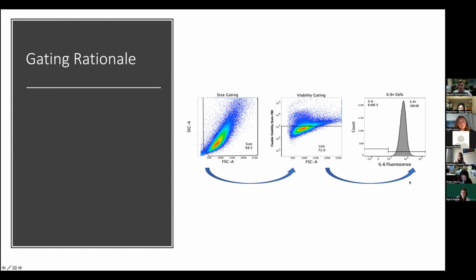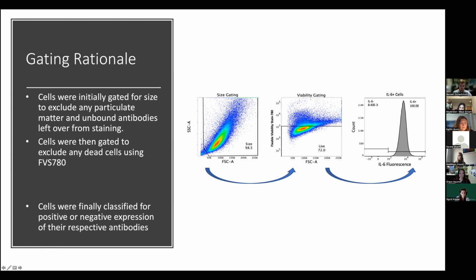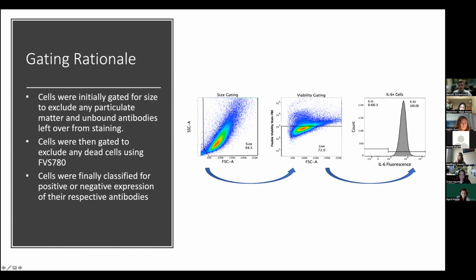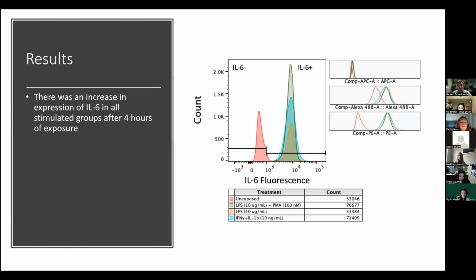After that, I looked at their IL-6 fluorescence and gated it, saying that at 10 to the third fluorescence values and greater is a positive expression of IL-6, while below that is a negative expression. After I gated my cells, I looked at the results. As you can see, there is an increase in expression of interleukin-6 in all of the stimulated groups after 4 hours of exposure. But among the stimulated groups, there's no difference in IL-6 expression.